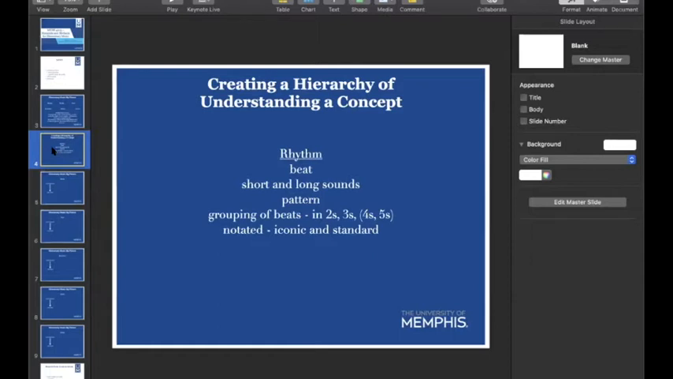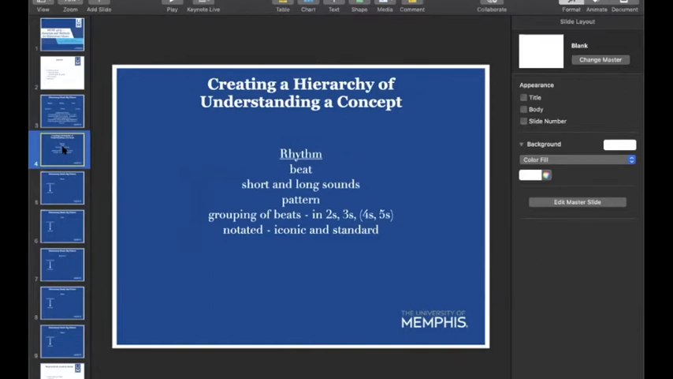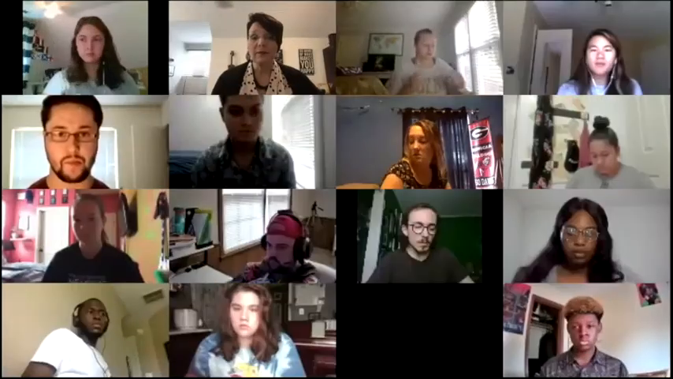So in your groups, I'm going to assign you each one of these concepts: melody, form, expression, timbre, and texture. And I want you to discuss in your groups the simplest thing, the most elemental, the initial seed of understanding that students need to have, and then continue to build. All right, I'm going to stop the share and let's go into breakout rooms.